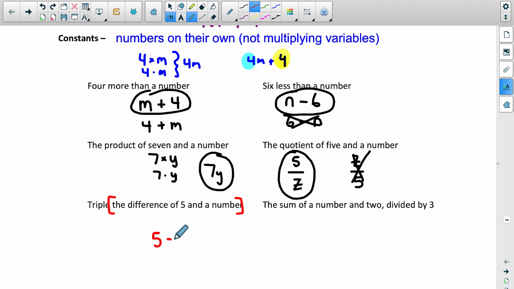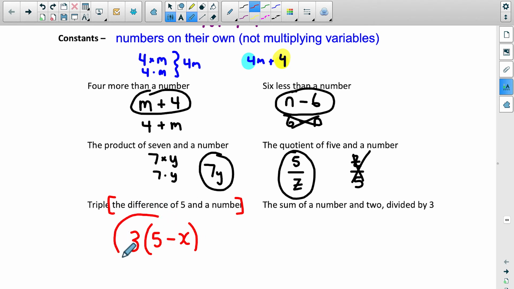5 and a number, which I'll call x. So right here, this is the difference of 5 and a number. But we want triple that. Triple means 3 times all of that. So how am I going to show that? If I want to do 3 times all of this, I need to put this in brackets and then put 3 times out front, or 3 dot out front, or even best, just put 3 out front. This means 3 times the difference of 5 and a number.